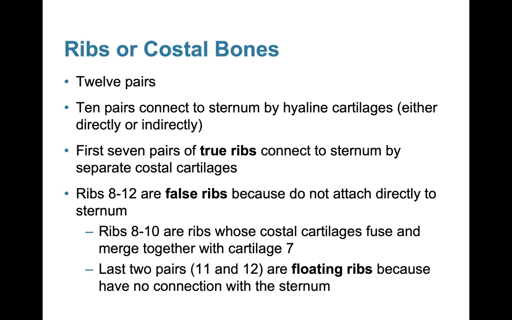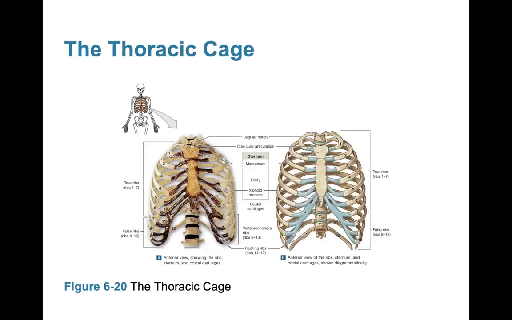Ribs 8 through 10 are ribs whose costal cartilages fuse and merge together with that of the cartilage of rib number 7. The last 2 pairs, 11 and 12, are referred to as floating ribs because they do not actually attach. And the blue here, this is that cartilage. That's not actually the rib bone. The rib bone is what's in the bone color right here.